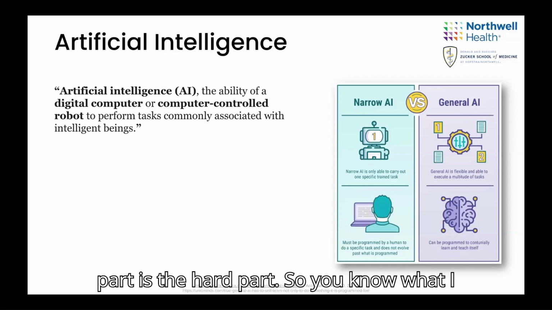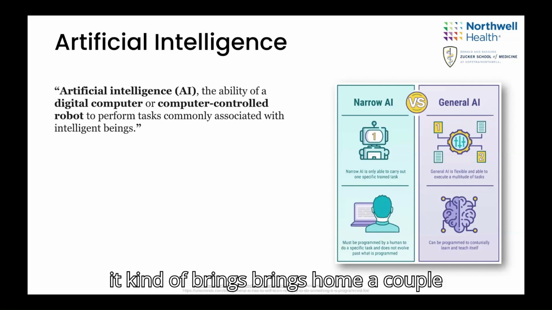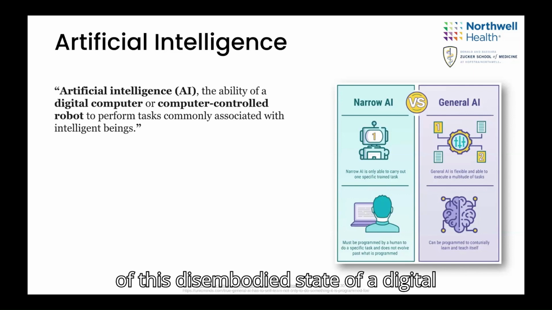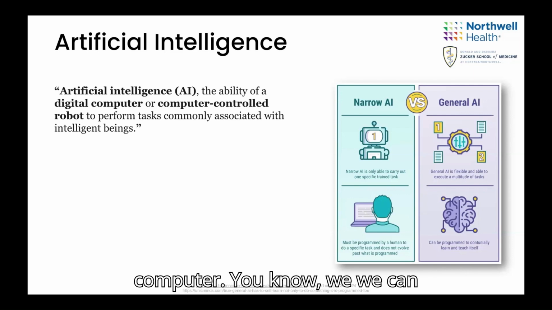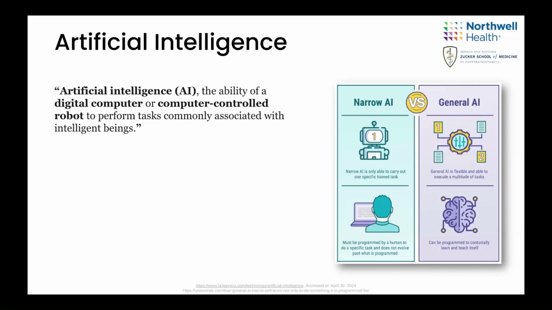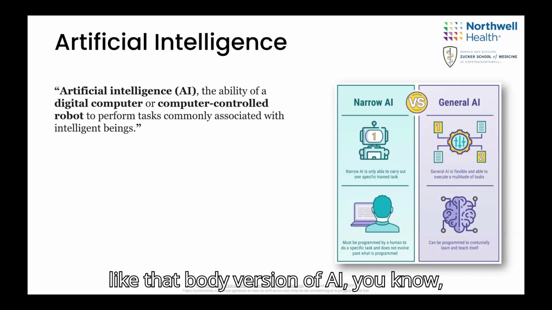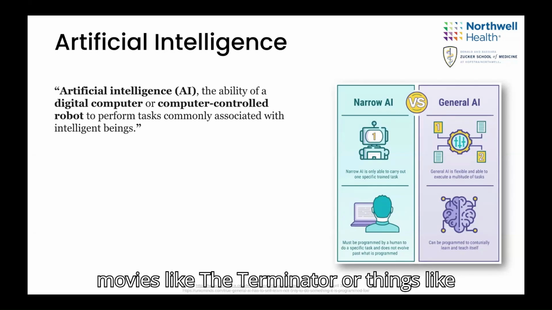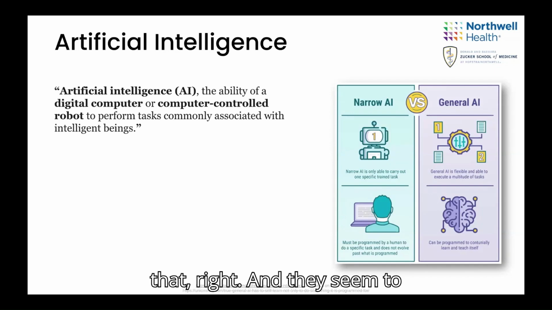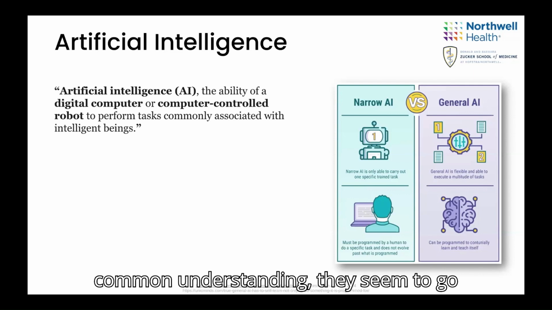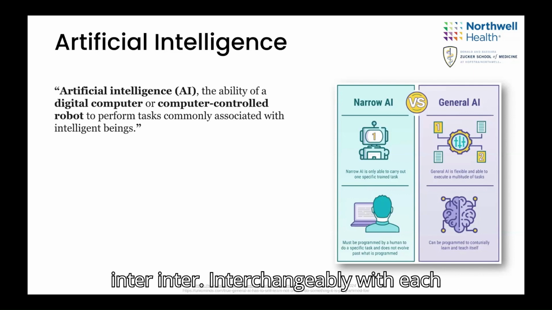What I like about this definition, though, is that it brings home a couple of points. One is this idea of a disembodied state of a digital computer. We can colloquially use words like models to describe this. But we've also been talking about, I think inadvertently, things like robots, a body version of AI, things we think about when we watch movies like The Terminator. In the common understanding, they seem to go interchangeably with each other.